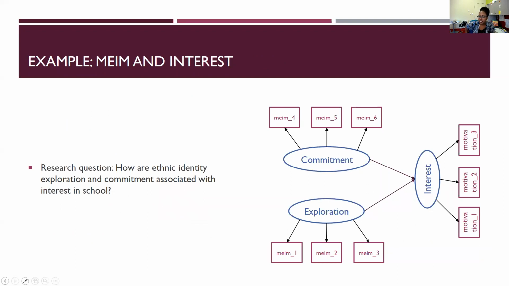All right, so for example, we're using the MEME again. Our research question now is, how are ethnic identity, exploration, and commitment, exploration here, commitment up here, associated with interest in school? As you might remember, exploration and commitment are aspects of your ethnic identity. How much have you explored what it means to be a member of your ethnic group, and commitment is how much have you committed to a sense of what it means to be in your ethnic group. Research suggests that students who have higher commitment and higher exploration are more interested in school. Just in general, more positive ethnic identity is better. So that's what we're going with theoretically.